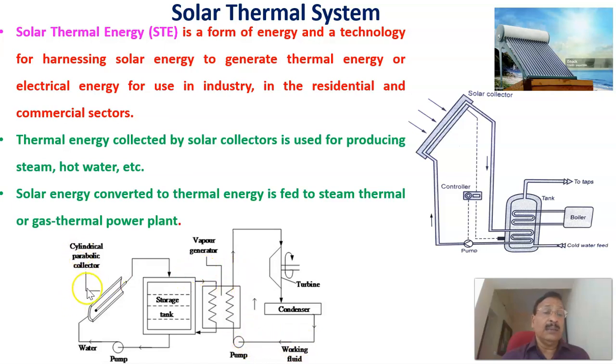Therefore, here the thermal energy of the solar radiation is used to produce electrical energy, as the turbine will be connected to a generator, and can generate electrical energy. Therefore, this is a basic block diagram of how solar energy can be converted, and that can be fed to a steam thermal or gas thermal power plant. That is the block diagram. So this is a solar thermal system.